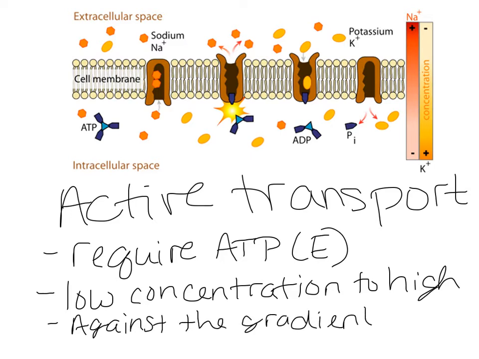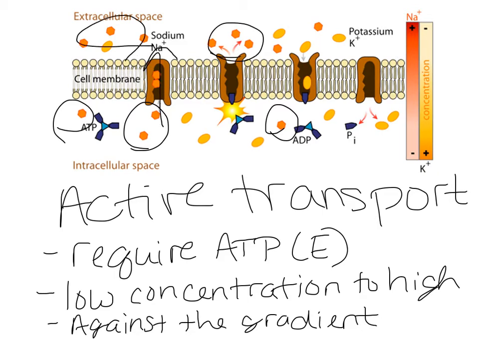Okay, so we're going against the gradient. We're going from an area where there's a little bit of something to an area where there's a lot of something. You can see that up here in this example. You look at the little orange hexagons. You have a low concentration of sodium here, and you're trying to force it back where you already have a high concentration of sodium. So it requires ATP or energy. It goes from low concentration to high, against the concentration gradient.